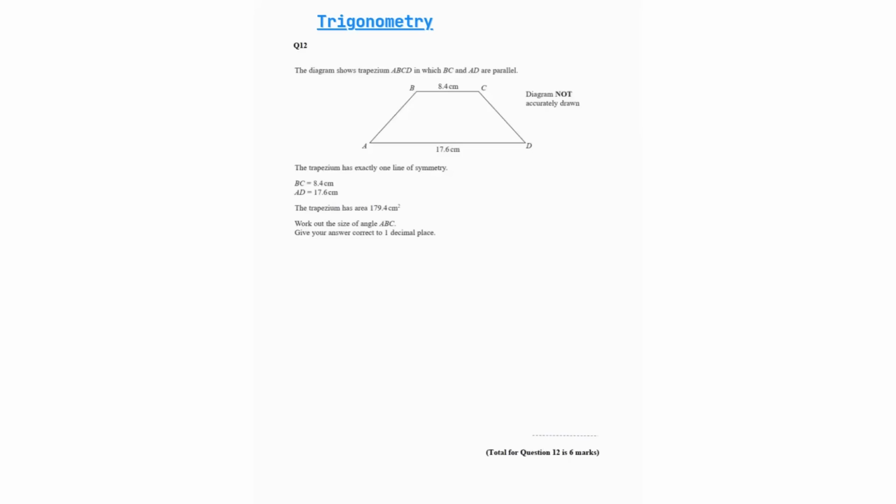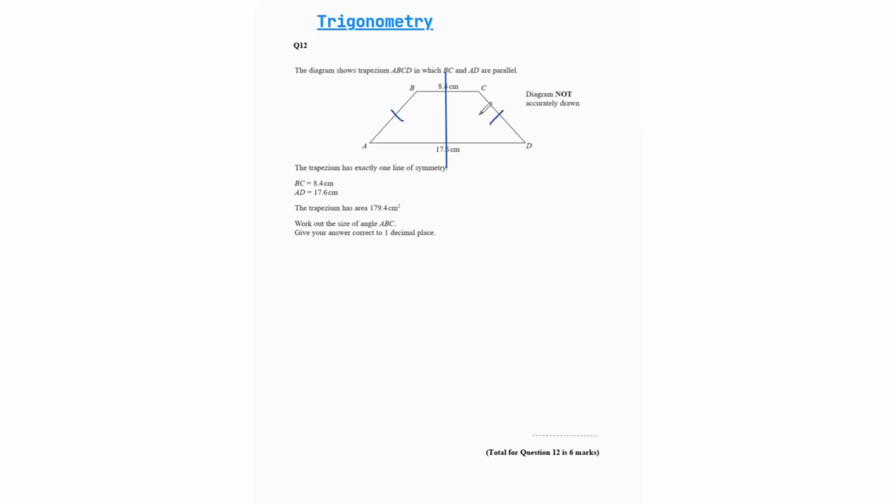First, there's a diagram that shows a trapezium ABCD in which BC and AD are parallel. The trapezium has exactly one line of symmetry. So if it has only one line of symmetry, that means it's going to be right over here. And that means that these two lengths are equal.